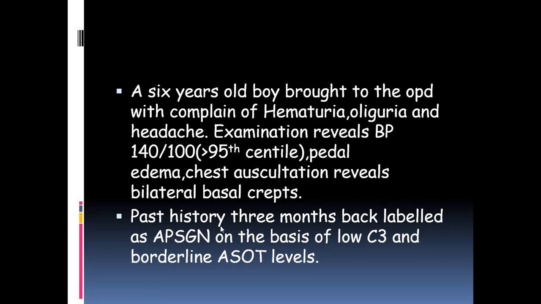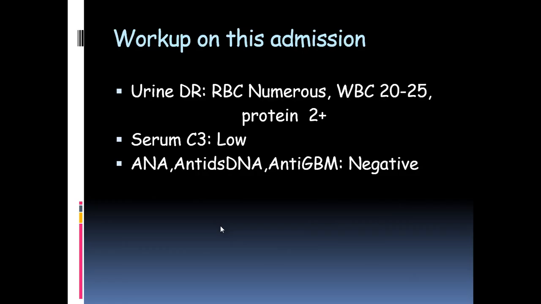So coming to another entity which can give rise to an acute glomerulonephritis like picture, and the patient can come to your OPD. This is a scenario of a 6-year-old boy who was brought to the OPD with features of nephritic syndrome: hypertension, oliguria, and basal crepts. The past history was that 3 months back he was labeled as acute poststreptococcal glomerulonephritis on the basis of low complements and borderline ASOT levels. But this time when we examined and investigated the child, he again had an active urine sediment in the form of RBCs and WBCs, and the complements were still low.